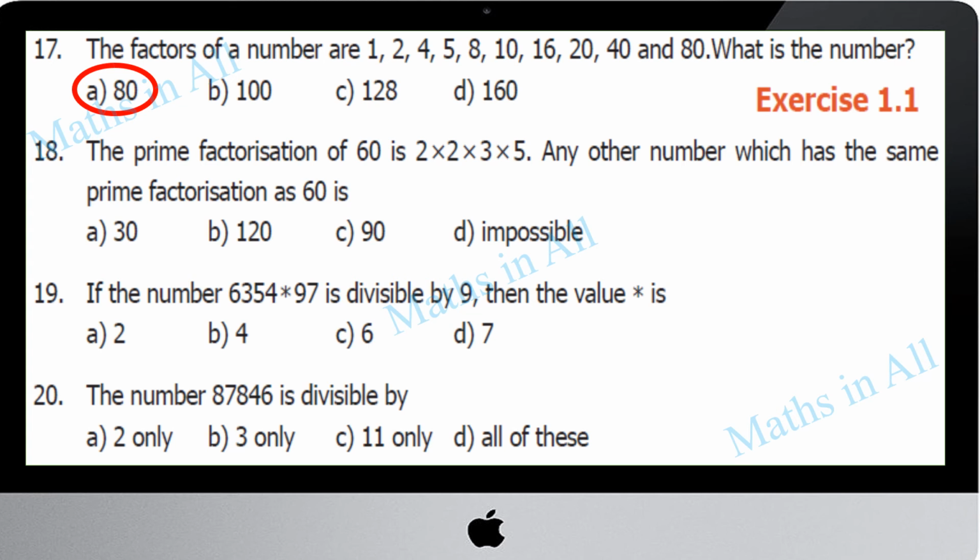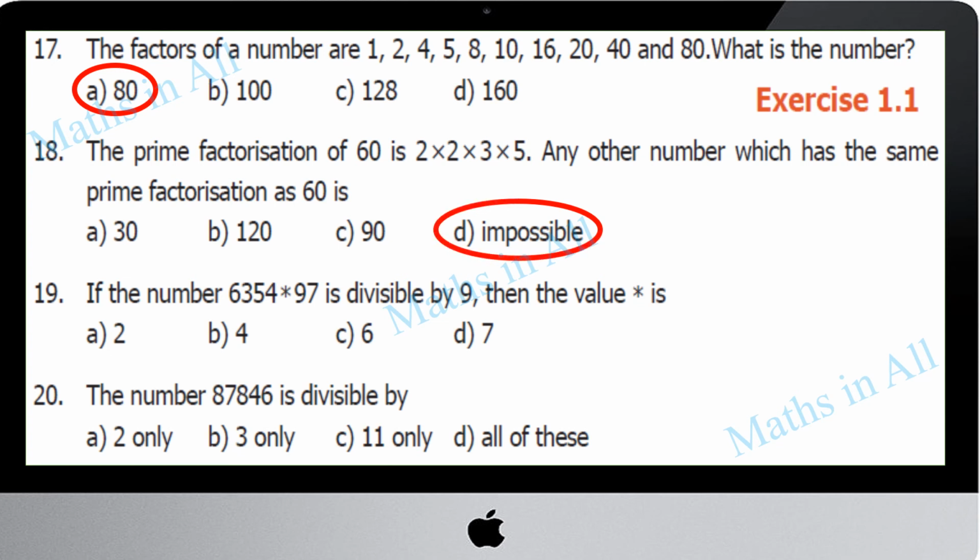18th question. The prime factorization of 60 is 2 into 2 into 3 into 5. Any other number which has the same prime factorization as 60 is. See, what are they saying? They have given the prime factorization for 60. So they are asking whether any other number gets the same prime factorization. Sure, it's not possible. Look at 30 and 120 and 90. You can check it by yourself. So impossible is the correct answer, right?